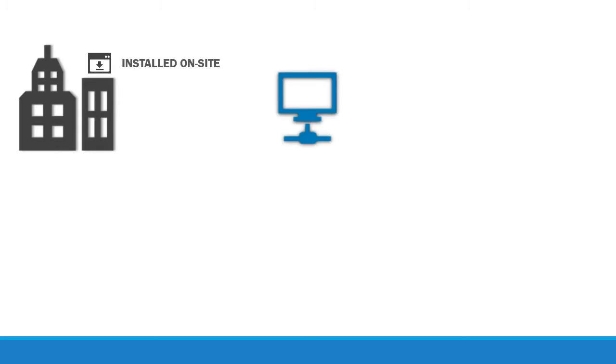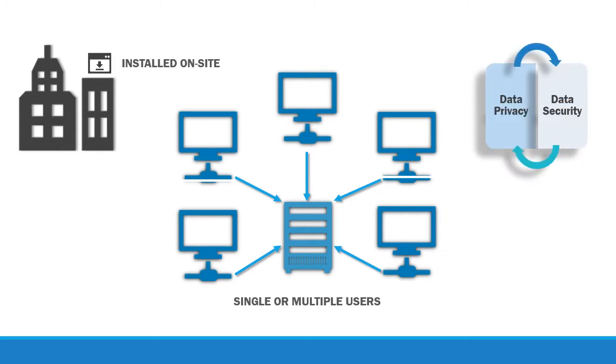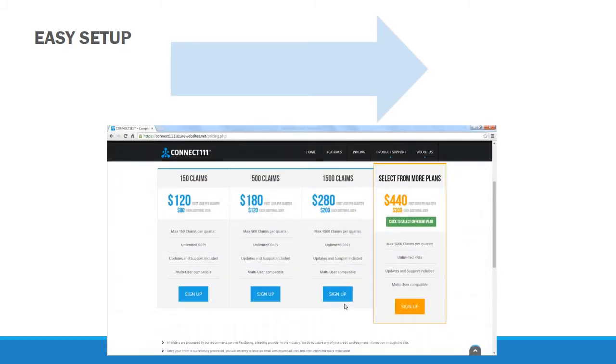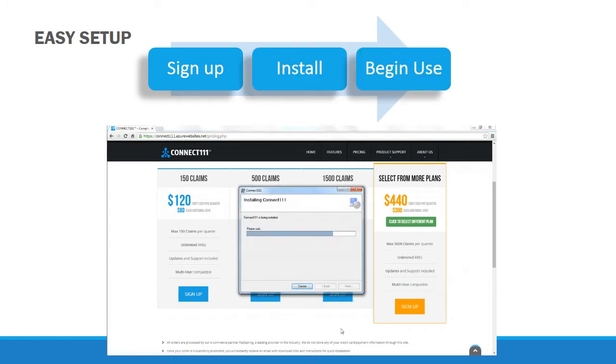Installed on-site within your local area network, Connect 111 can be run by single or multiple users connected to a central database. Your Medicare-related data remains private and under your access control. Setting up the application is quick and easy. Once you sign up for your free month, you simply install the application from the internet and can be up and running in a few minutes.